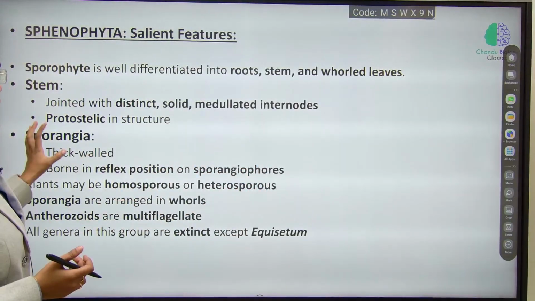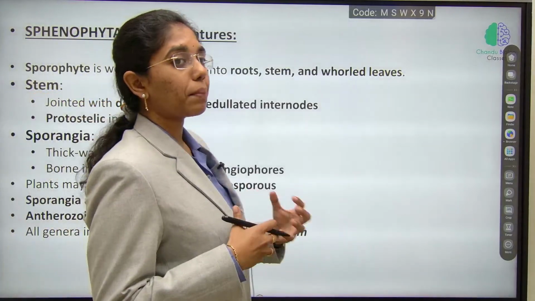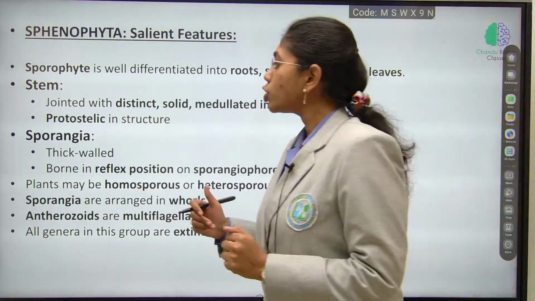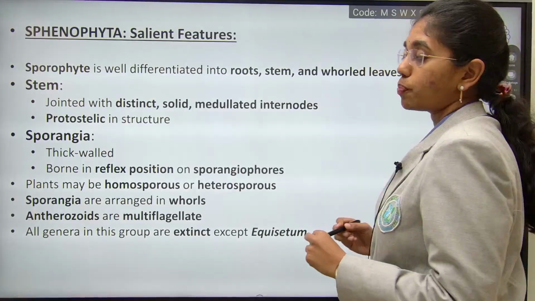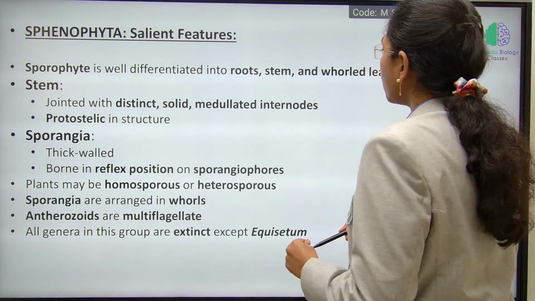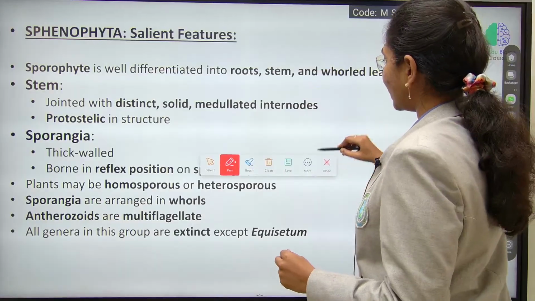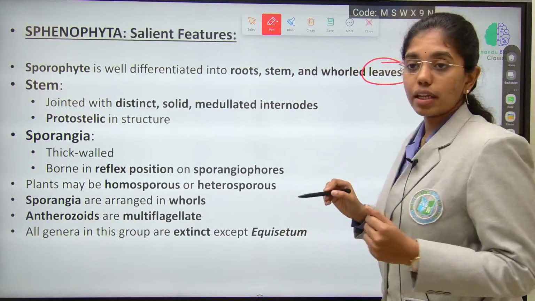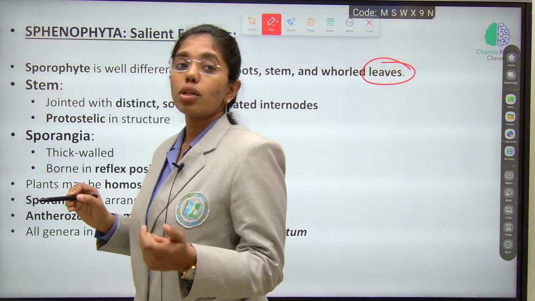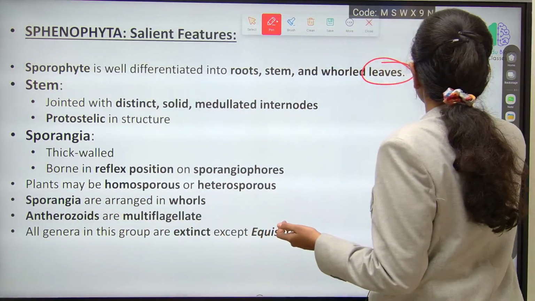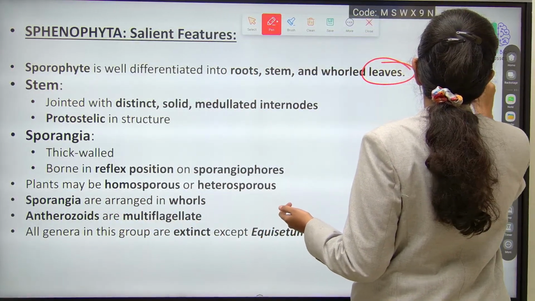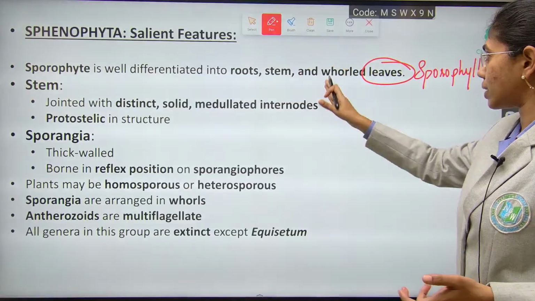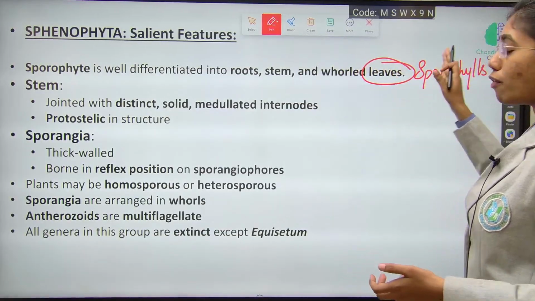Let's get started. First, what is the major plant body in Pteridophytes? The main plant body in Pteridophytes is the sporophyte body. Pteridophytes possess a sporophytic plant body where the ploidy of root, stem and leaves will be diploid, and leaves will mostly bear sporangia, so they are addressed as sporophylls. The sporophyte is the major plant body and it is well differentiated into root, stem and whorled leaves, where leaves consist of sporogenous tissue.